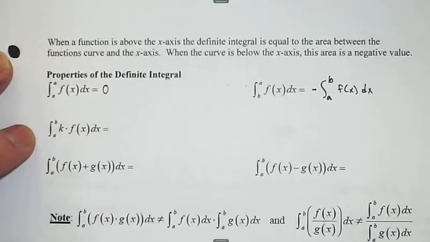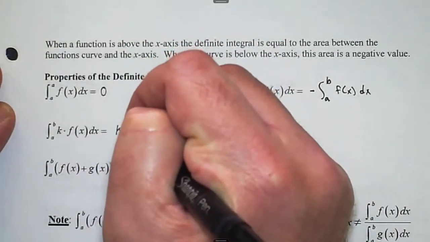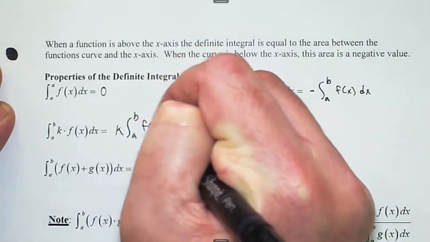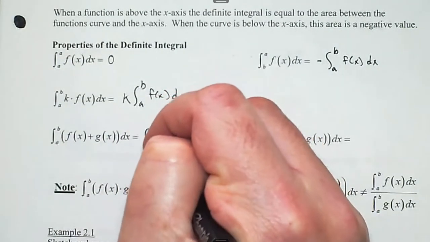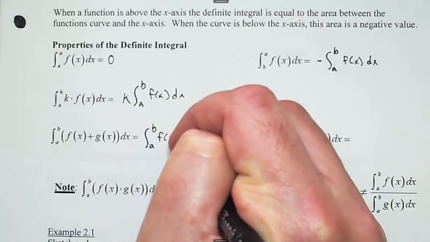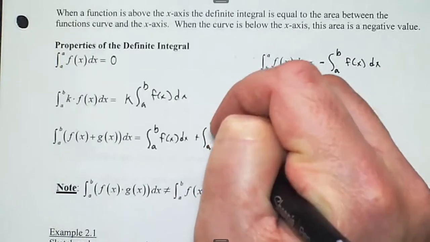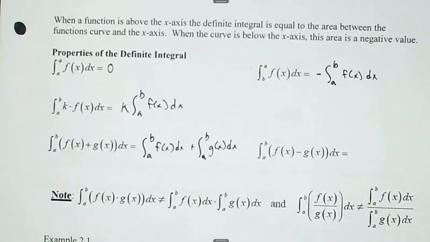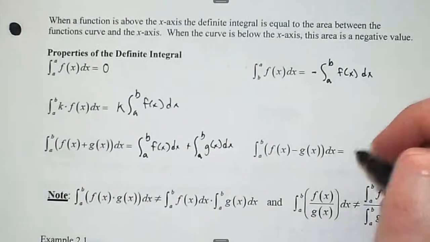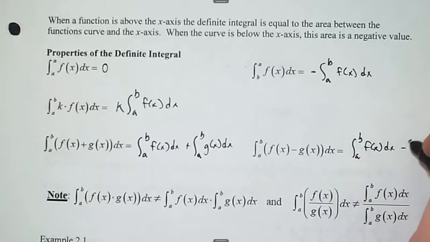All right, the integral from a to b of some constant k times f of x dx, I can pull constants out. Also, I can split this up. I can split up addition like so. And I can split up subtraction. So if I have these, I can make this into two smaller problems and subtract their results.